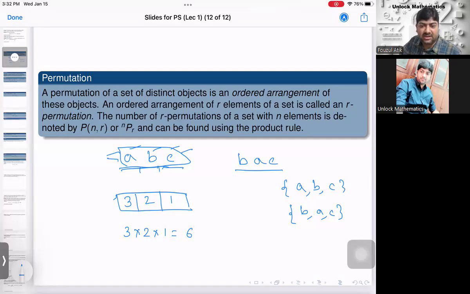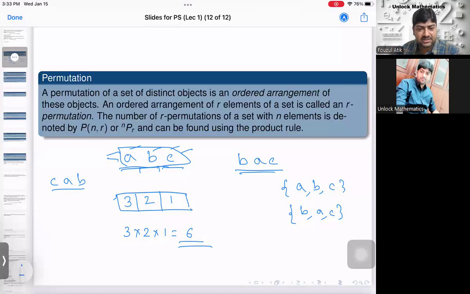Which is basically a 3-permutation. A particular example is BAC. It is one kind of arrangement. ABC, CAB, this is another arrangement. This way if you try to arrange, we'll have 6 different possibilities. So this is called the permutation, right? So this is an ordered arrangement of 3 elements of a set, and it is called the 3-permutation in this case.